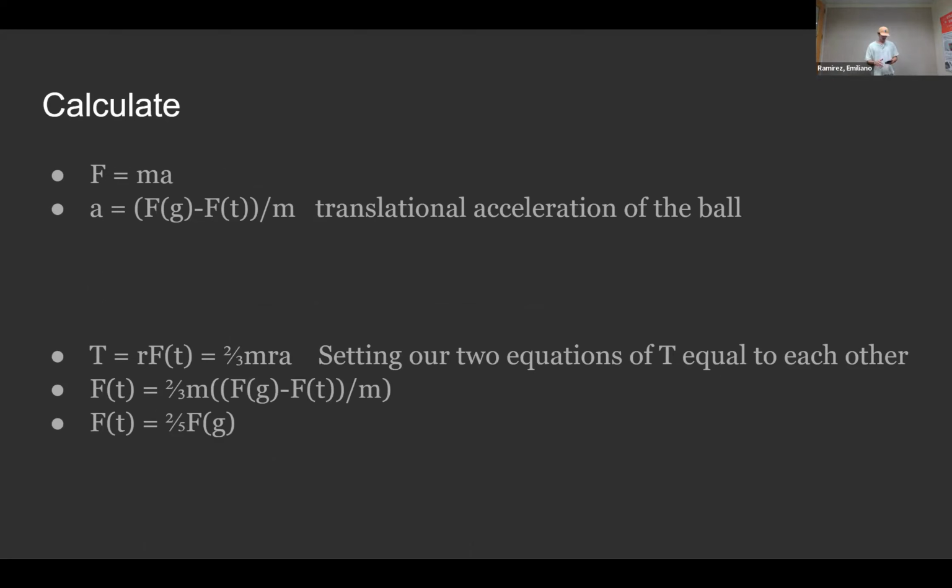On this slide, I found the acceleration on the ball by comparing the force of gravity to the force of tension on the ball. And then with all that information, I plugged it back into my equations for torque and set them equal to each other so that I could solve for the force of tension, and that ended up equaling 2/5 the force of gravity.